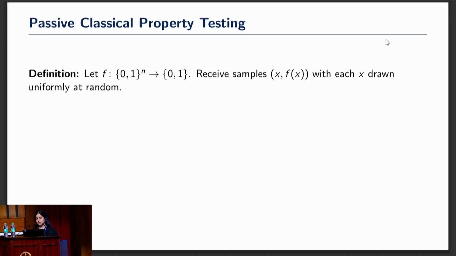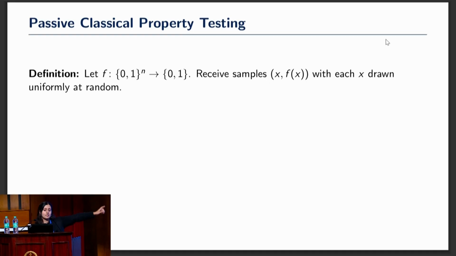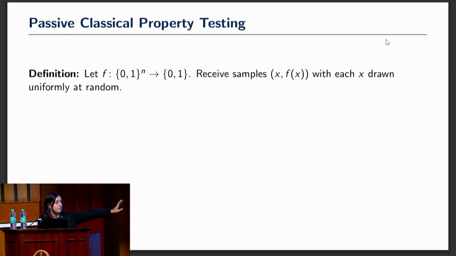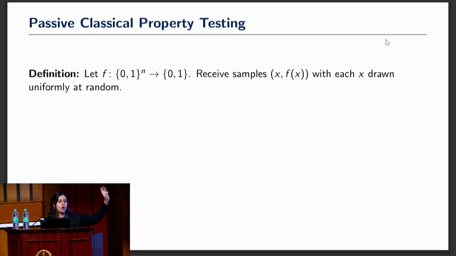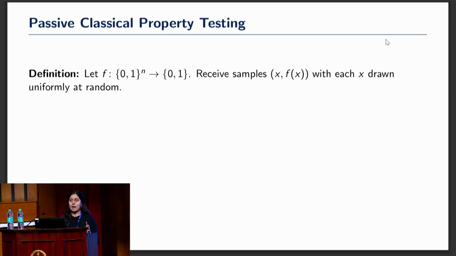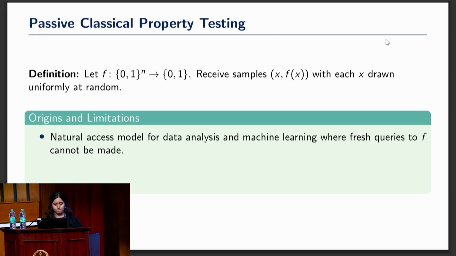So what do I mean by this? So instead of being able to access f at an x of my choosing, I instead get samples of the form (x, f(x)), and most often, x is drawn uniformly at random. So I don't get to decide where I query my function f of x. Rather, I receive samples, and I must decide something about f from these samples.